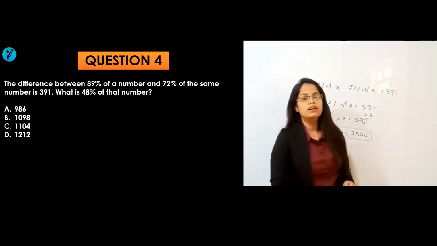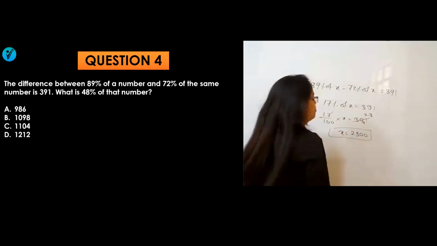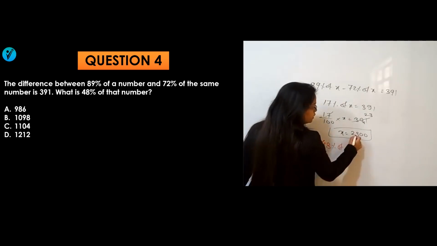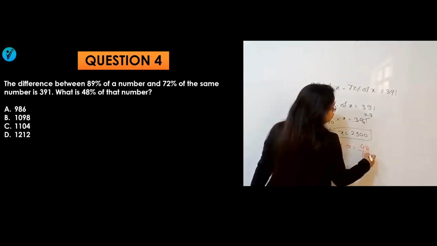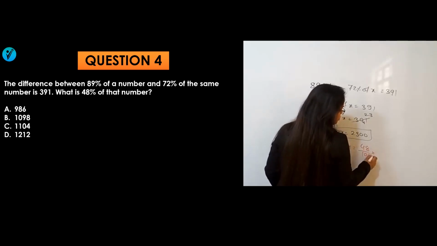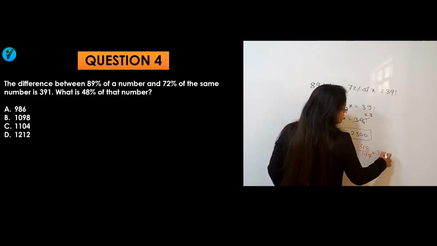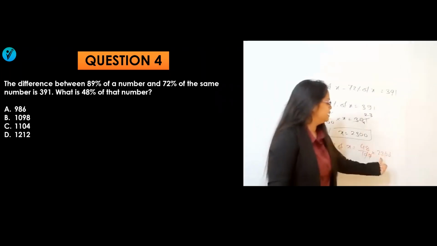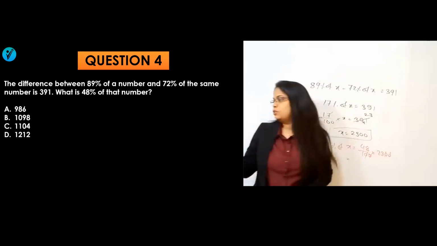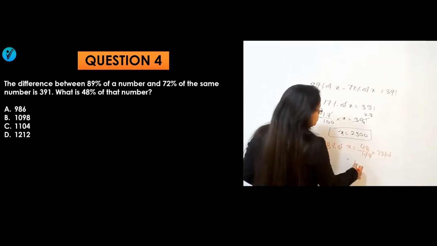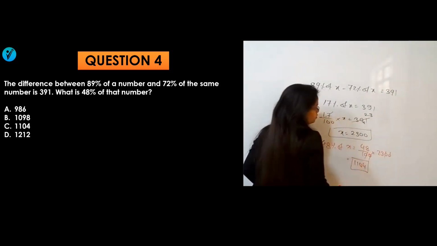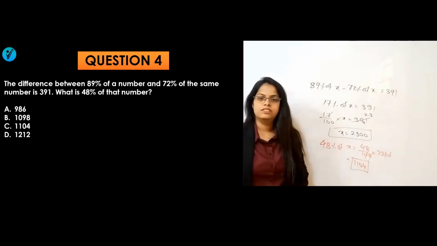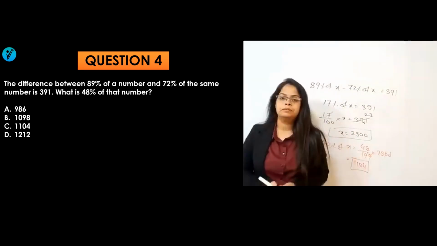Then what are they asking you here? They are saying, what is 48% of that number? So 48% of X means 48 by 100 into 2300. The double zero cancels. So what will be the sum now? 1104, because you can see 8 times 3 is 24, so the unit digit is 4, and there is only one option with 4. So of course your answer will be 1104. Or you can cross check it. So your answer will be 1104, option C.